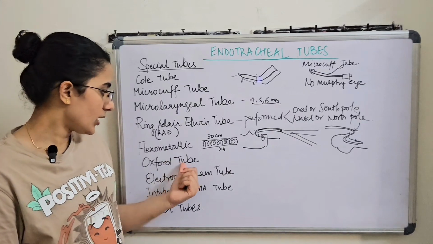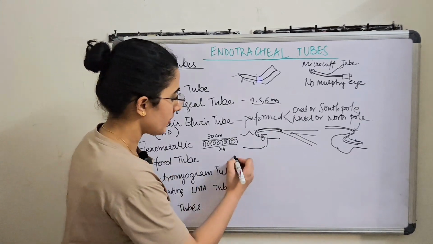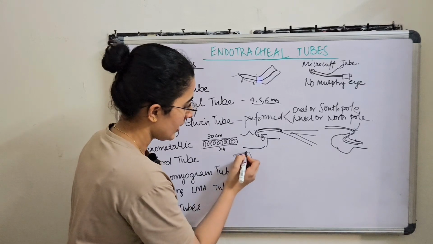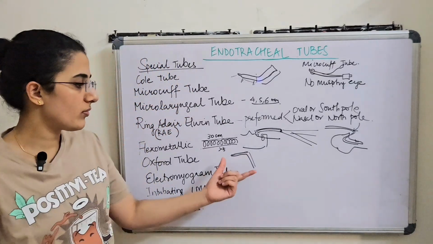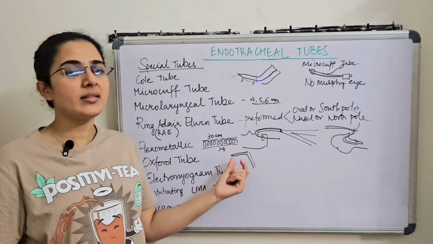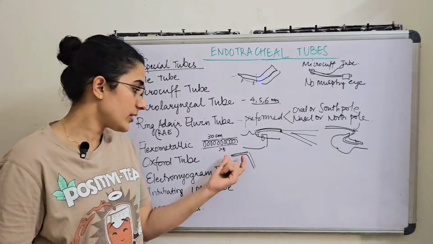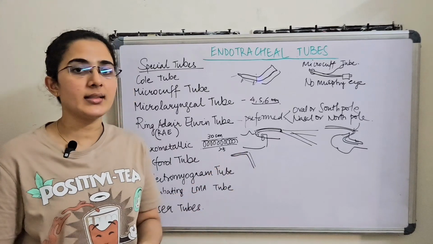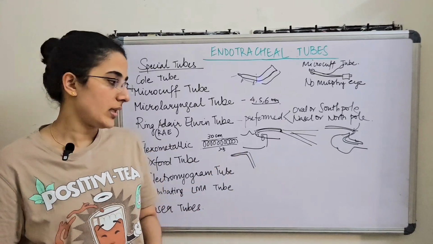Coming to the next, the Oxford tube. These are made up of red rubber. They are at a 90-degree direction. These Oxford tubes were used in the olden times, where the proximal portion, that is towards the patient end, was quite thinner, and the distal end was thicker in diameter.